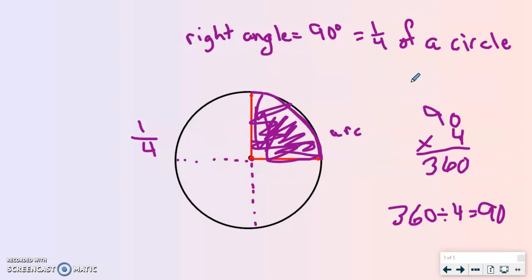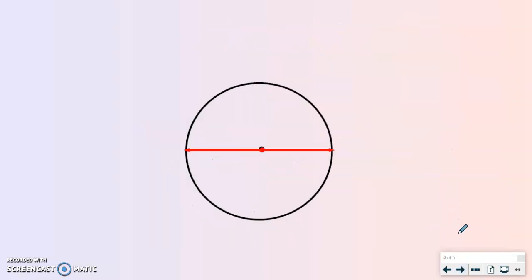We're going to look at another angle, and like I said before, these should look familiar. Here I have a ray going this way and a ray going this way. My angle is from here to here. You can remember we call this a straight angle. Yes, it looks like a line.